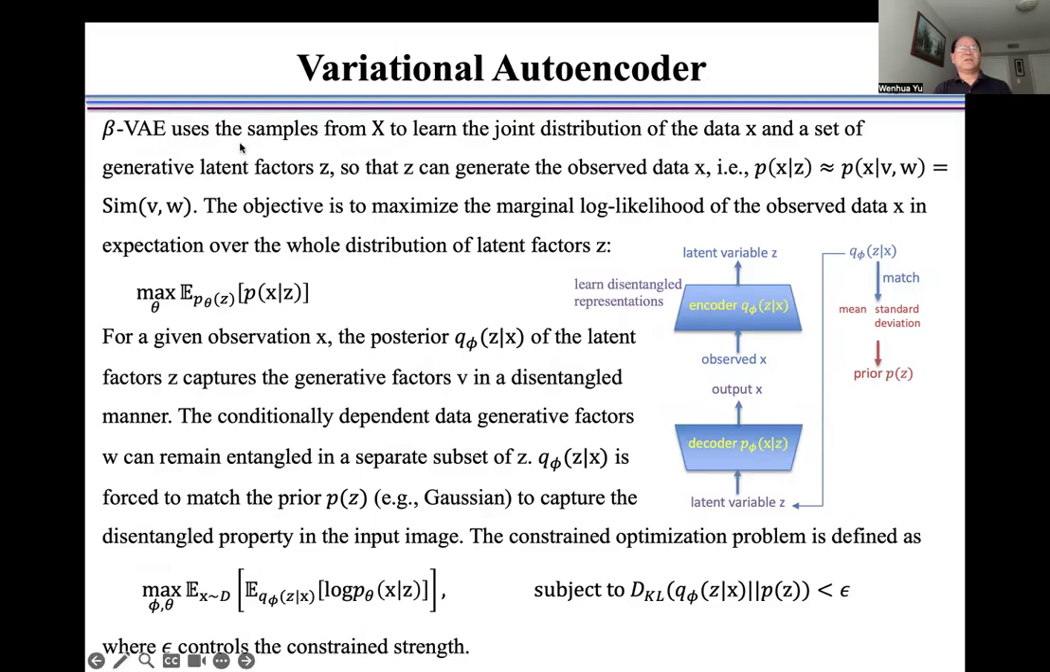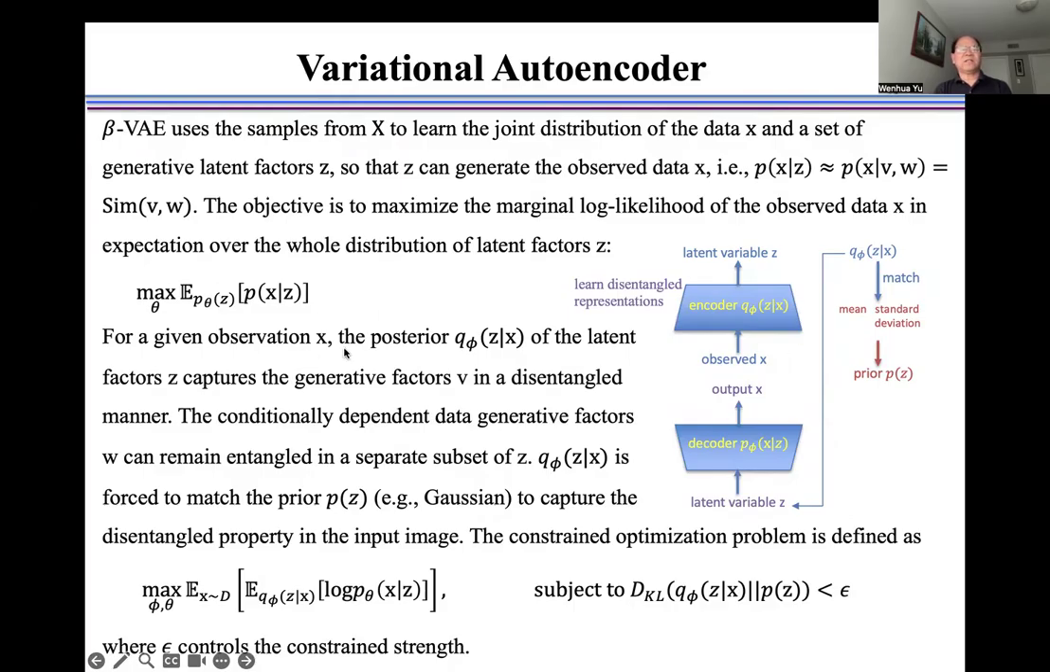Beta VAE uses the samples from X to learn the joint distribution of data X and a set of generative learned factors Z, so that Z can generate the observed data X. The objective is to maximize the marginal log likelihood of the observed data X in expectation over the whole distribution of latent vectors Z, as shown here and here.